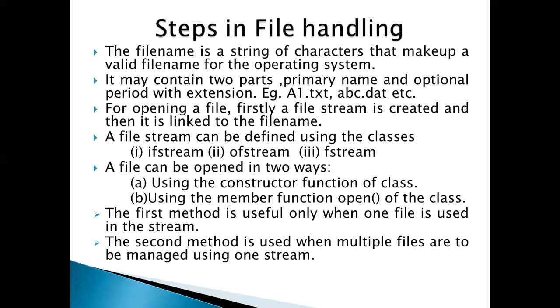So if we wish to use a file to store data, we would be picking up ofstream. If we want to read data from an existing file, we would be picking up ifstream. And if we want to do both these tasks simultaneously, we would be picking up fstream. Okay, so a file stream can be defined using the classes ifstream, ofstream, and fstream, right?